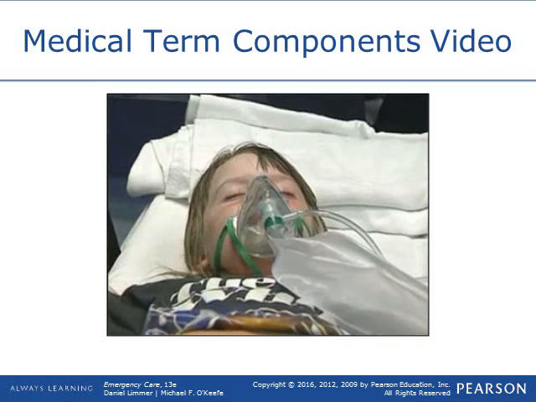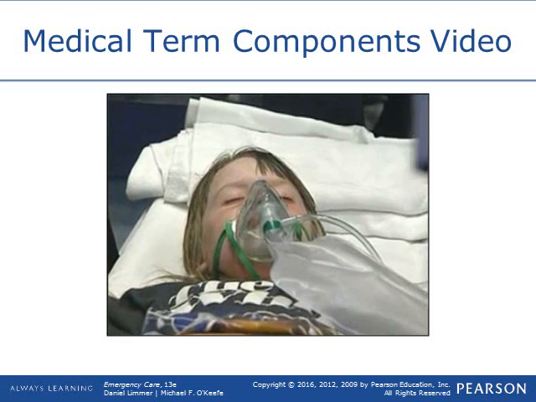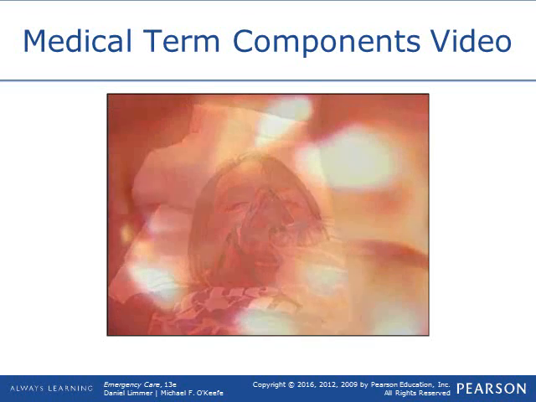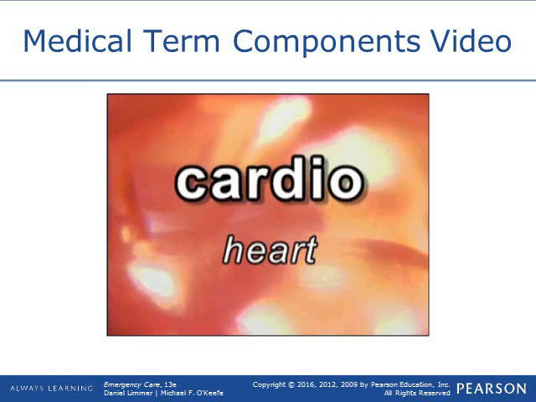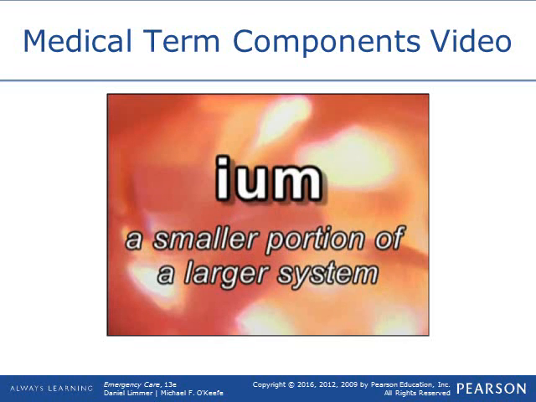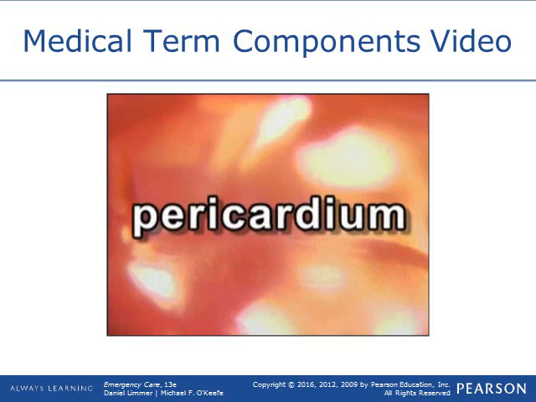The prefix peri means to surround. Once you have peri to indicate that structure surrounds, add on the combining term for heart, cardio, and then the suffix ium to indicate a smaller portion of a larger system or structure. These elements form the medical term pericardium. Again, peri plus cardio plus ium equals pericardium, a sac that surrounds the heart.